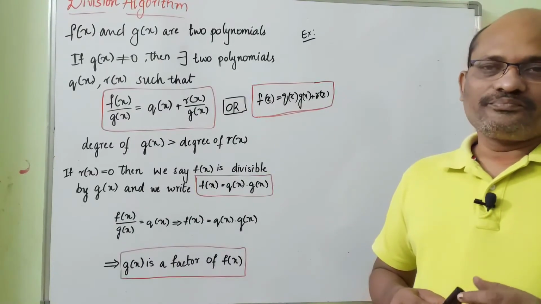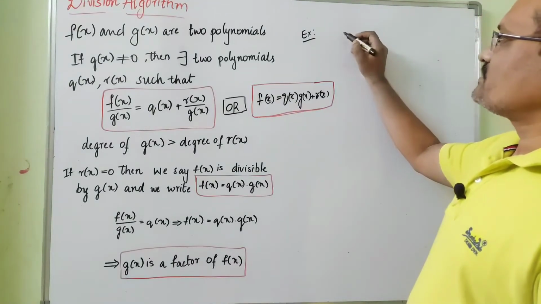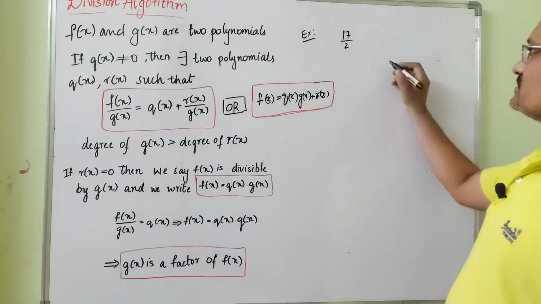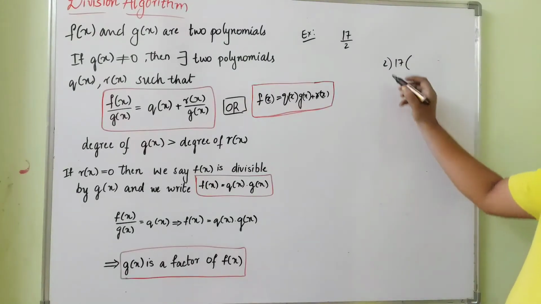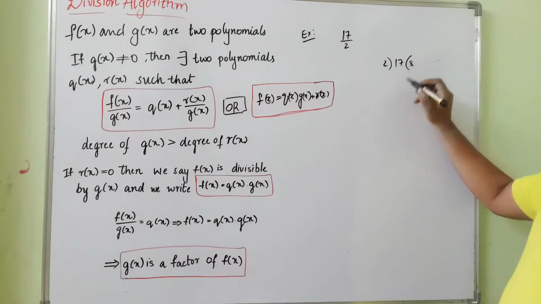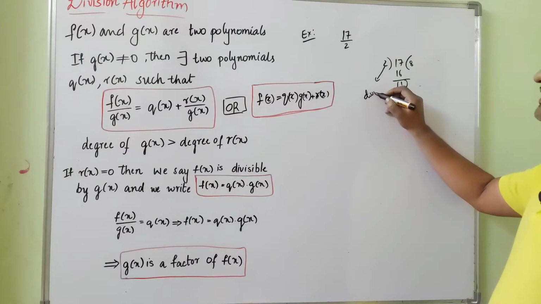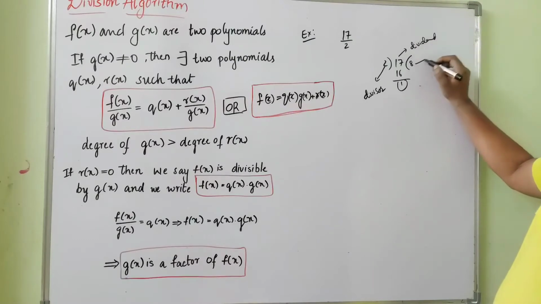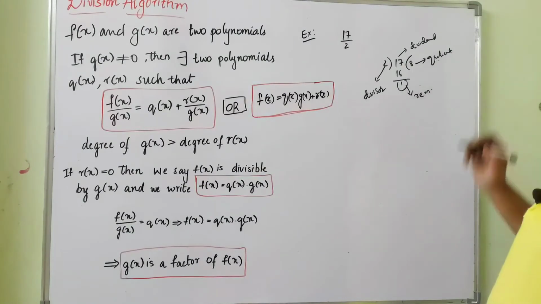I want to explain this division algorithm by taking numbers. Students, please observe 17 by 2. Here 17 and 2 are natural numbers. Let us divide 17 by 2. What do you get? 2 8s are 16. You will get 1 as the remainder. Here we call 2 the divisor, 17 the dividend, 8 the quotient, 1 the remainder.